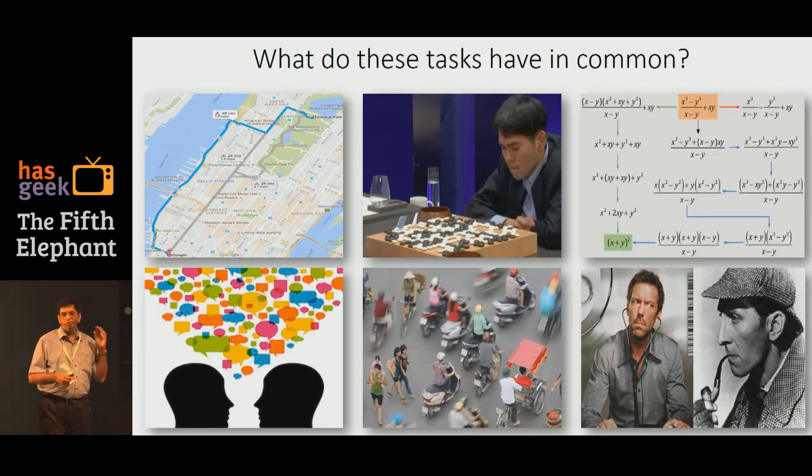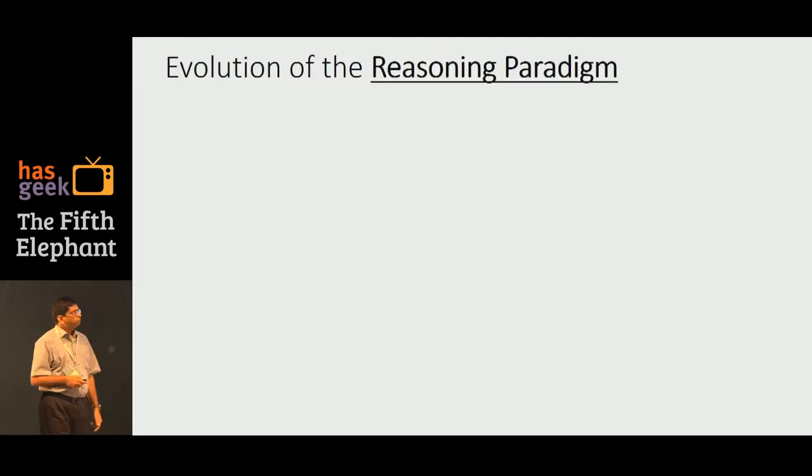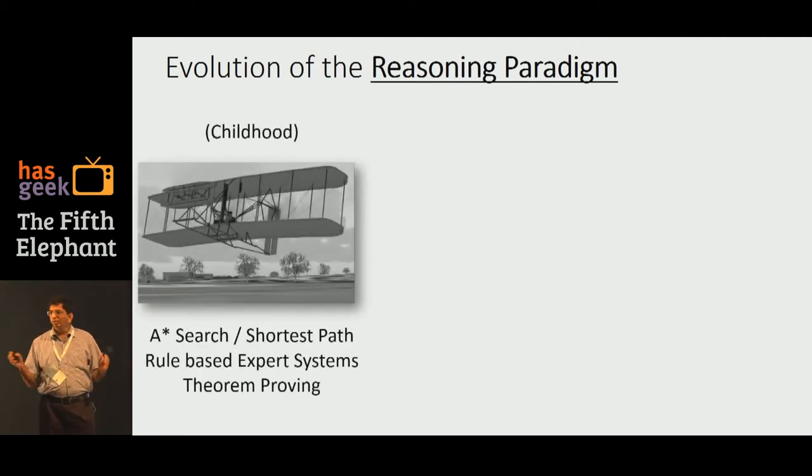There's something very common between all these tasks, and that's what we are going to talk about. So these are all what we call reasoning problems. They're not prediction problems. They're reasoning problems. And we'll harp on what that distinction is and how we get there. All right. So reasoning also has been evolving, as prediction has been evolving. But now it's a paradigm shift. So now we have started flying.